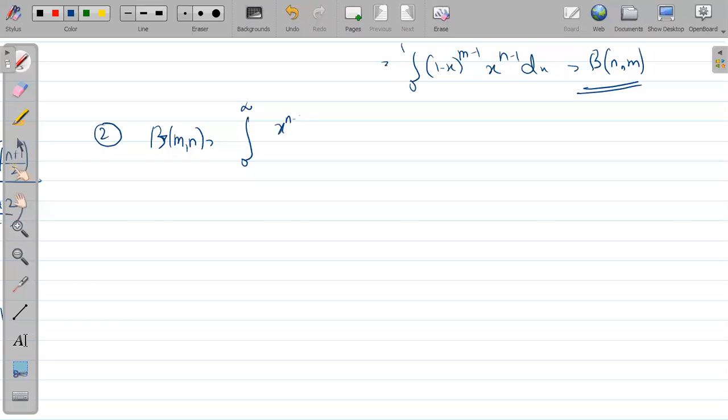Beta(m, n) equals the integral from 0 to infinity of x to the power n minus 1 by (1 plus x) to the power m plus n dx. It can also be written as the integral from 0 to infinity of x to the power m minus 1 by (1 plus x) to the power m plus n dx. That's very obvious. Let's see the proof.